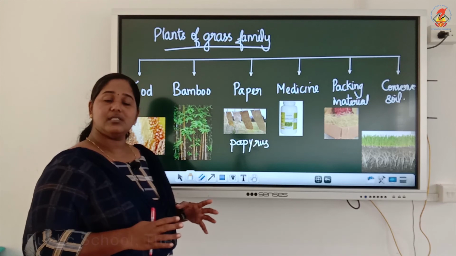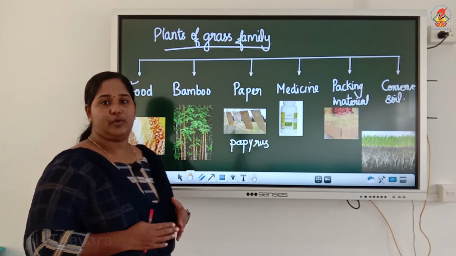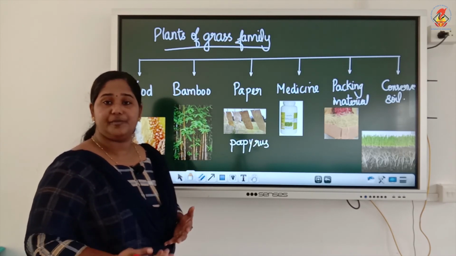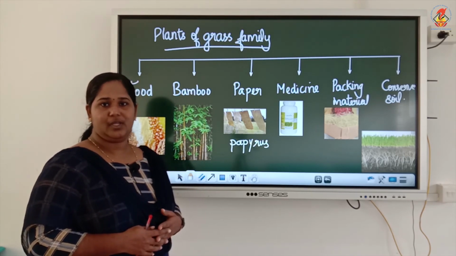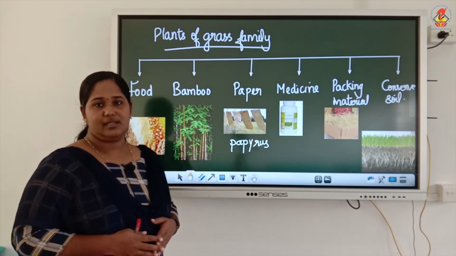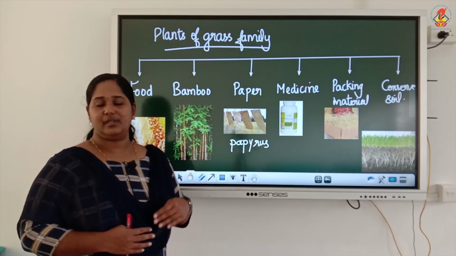So grass is a very important thing that is essential for us. Don't neglect it because it does not give you beautiful flowers or fruits. They provide us with many more other things. So these are the important uses of plants of grass family.